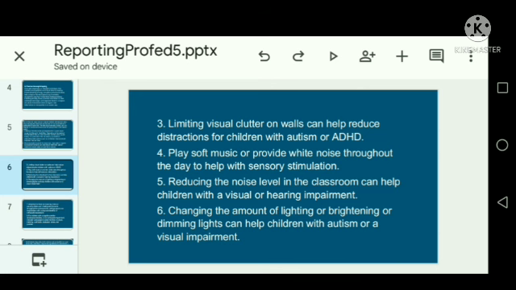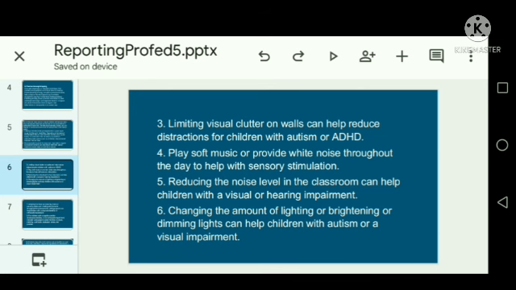Number five, reducing the noise level in the classroom can help children with visual or hearing impairment. So kung kanipod ng mga estudyante na kay nani, so you need also to reduce no kasi mga saba kayo nga kuan. So basically kung nagsagol ni sila na depende na po sa teacher kung sao no.